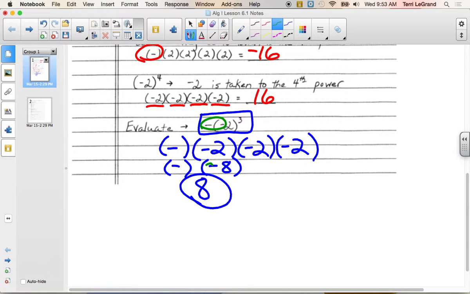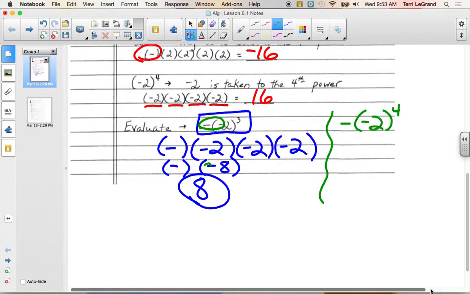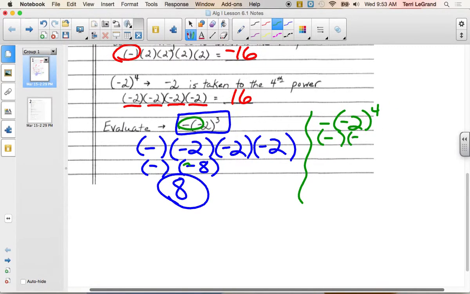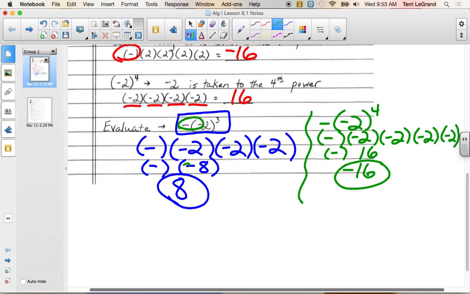Let's evaluate this one now. Let's do negative 2 to the 4th power. Will you evaluate that one now, please? What happens when you do the new expression I have up there? Any takers for negative 16?